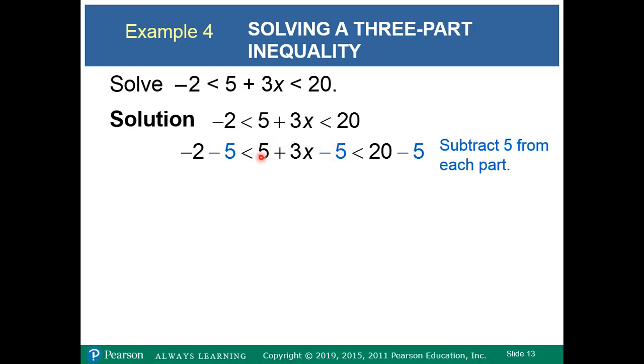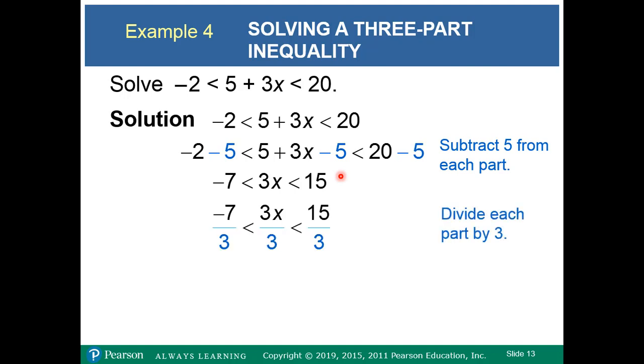So this is where we get 0 here, so that's good. And so we get this. And now we're going to get rid of the 3, right? It's multiplication, so we're going to divide by 3. So we get 1. But then we have to divide the other two pieces by 3 as well. And so you get that x is greater than negative 7/3 and less than 5.